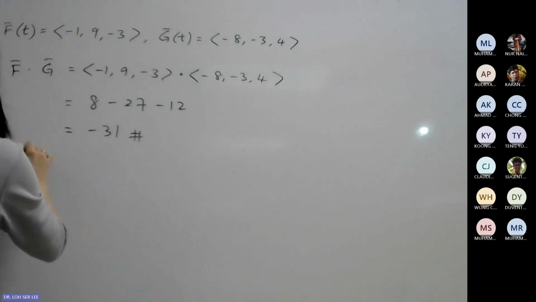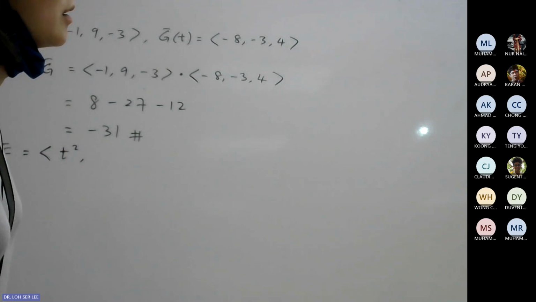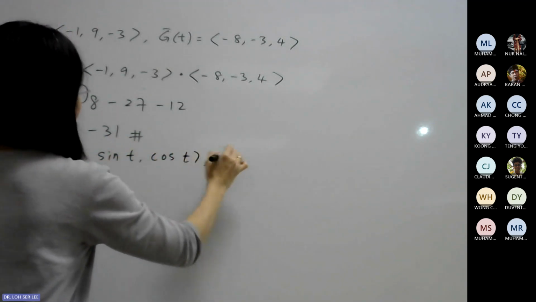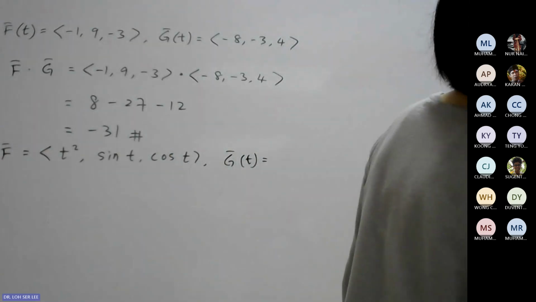Okay, F is e squared sin t cos t. G of t is e to the t sin t cos t.